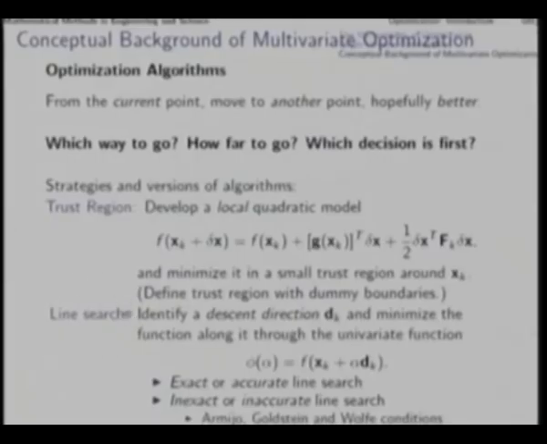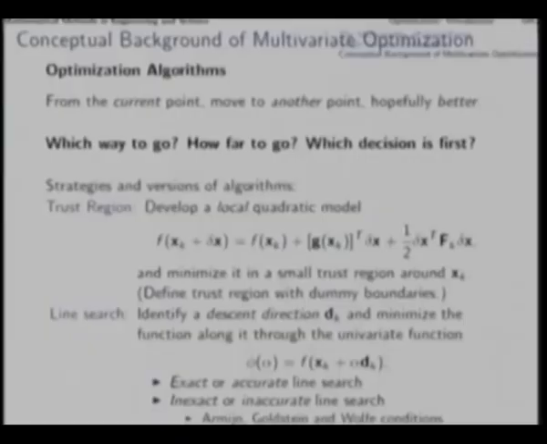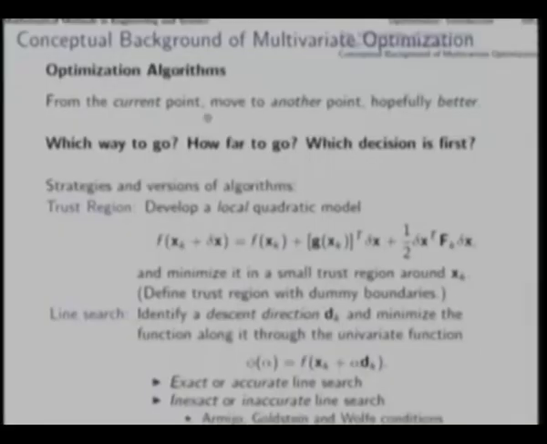On the other hand, if we first decide that within this much distance we are ready to go, and then decide, within this distance in all directions, which direction to take and how far to go, that is, if we take the decision on how far we are ready to go first and the direction decision later, then that is a strategy which is called the trust region strategy. Now, there are some algorithms which can be implemented in both strategies, and some of them can be implemented in only one of the strategies.